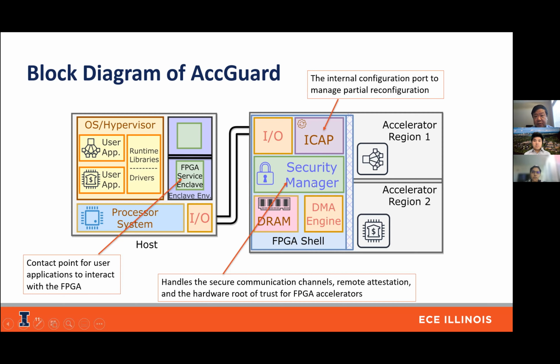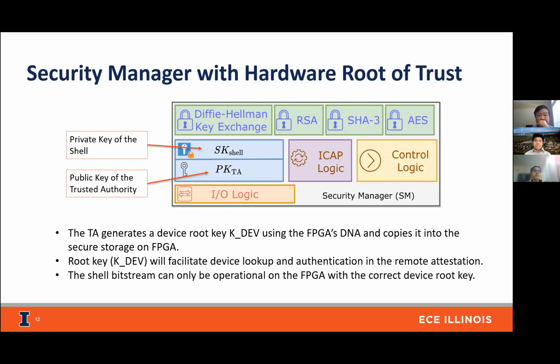And then we design this secure manager that handles the secure communication channels, remote attestation, and the hardware root of trust of FPGA accelerators. You can see the security manager will control this ICAP port. It's a configuration port to manage partial reconfigurations for the accelerators. Because this shell is secured, I'll talk about more details later. Because the shell is secured, the attacker cannot, for example, hijack this port and then get control of the accelerators.